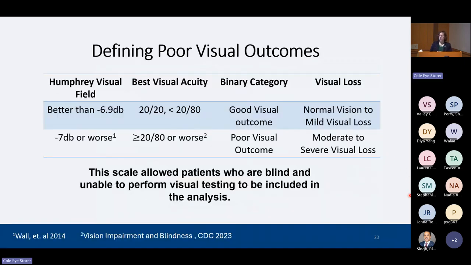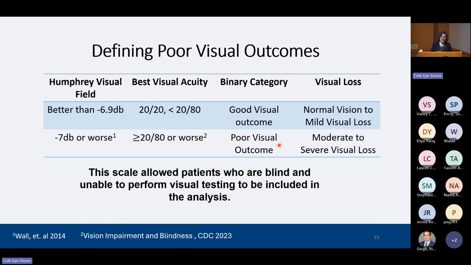And I want to briefly mention how we're going to evaluate one of our major outcomes in these analyses. So this is defining poor visual outcomes. So patients have a central vision test and a peripheral vision test, and we utilized a binary scale combining both of these. So patients who had a periphery better than a -7 mean deviation scale, they were considered to have a good visual outcome. And if they had a best visual acuity between 20/20 and 20/80, they were considered to have a good visual outcome. Now, if patients had a mean deviation worse than -7, or they had a best visual acuity of less than 20/80, this was considered a poor visual outcome.